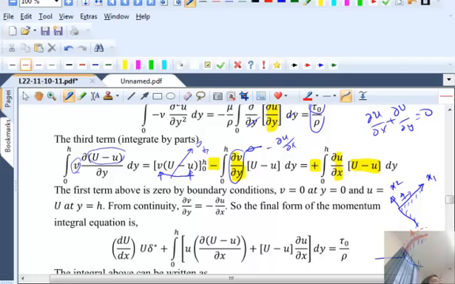The only case when v will not be 0, in which case you have to retain the term as you do the analysis further, would be when you have a porous plate, when you have liquid being injected or withdrawn through that.